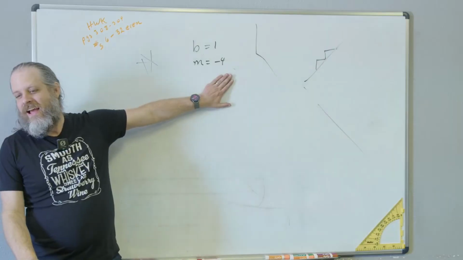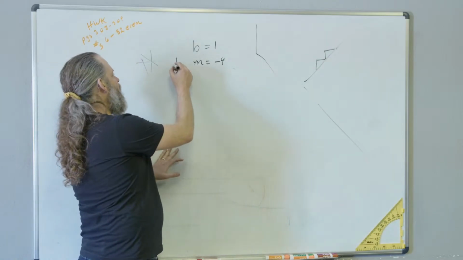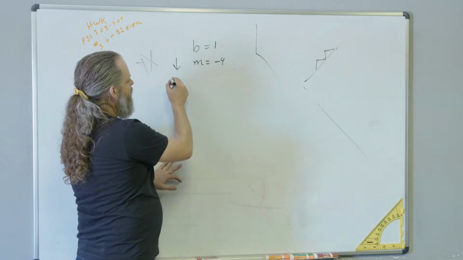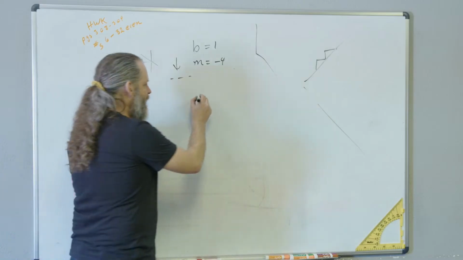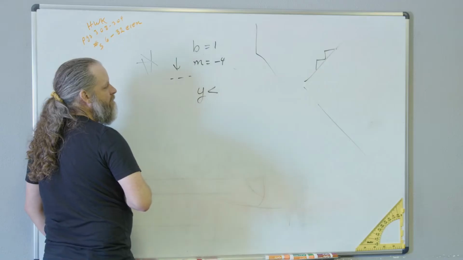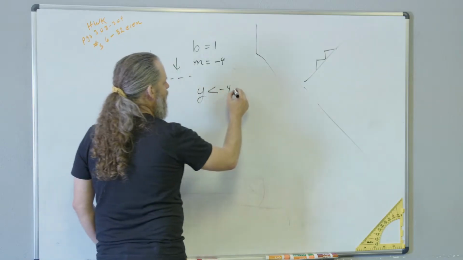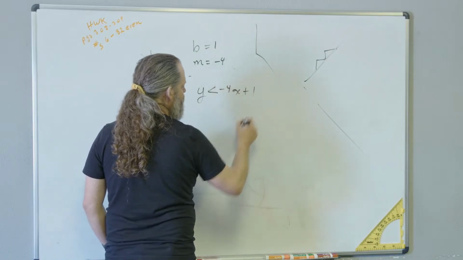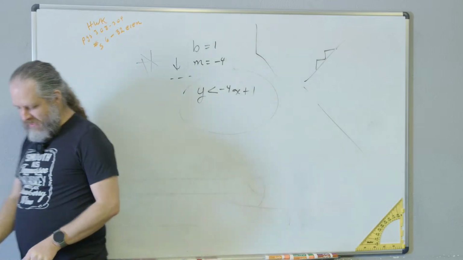Great. Is it shaded above or below? Below. Is it dotted or is it solid? Dotted. So, what is the inequality going to be? Y is less than negative 4x plus 1. We did it.